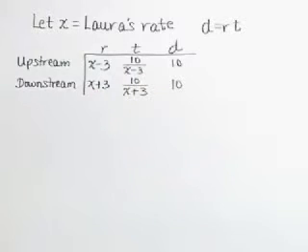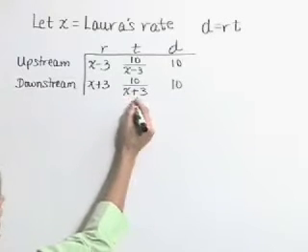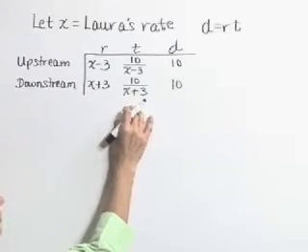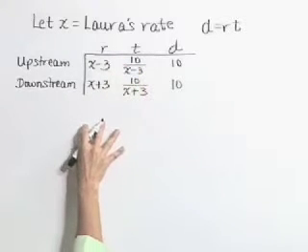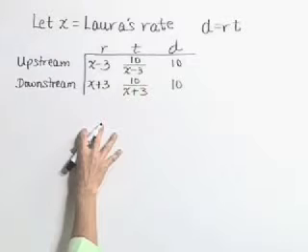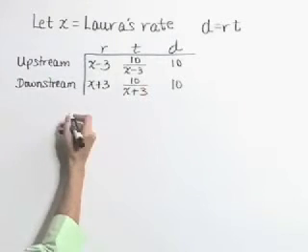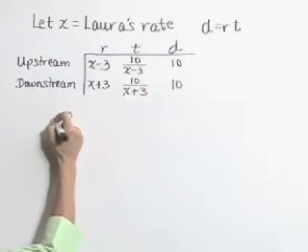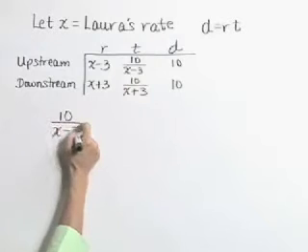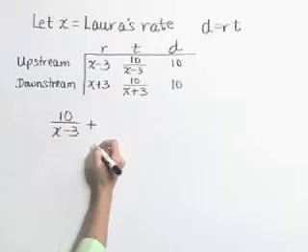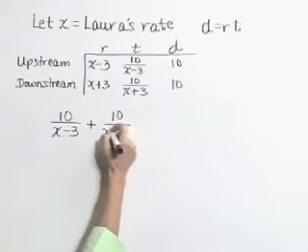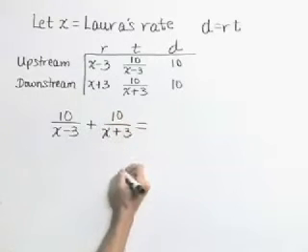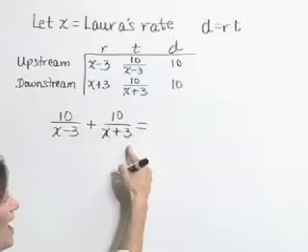Now we need an equation. We're told an additional piece of information that it took 3.5 hours to do this. So the sum of these times is equal to 3.5 hours. Let's write that equation. The time upstream, 10 over x minus 3, plus the amount of time it took coming downstream, 10 over x plus 3, is equal to 3.5.